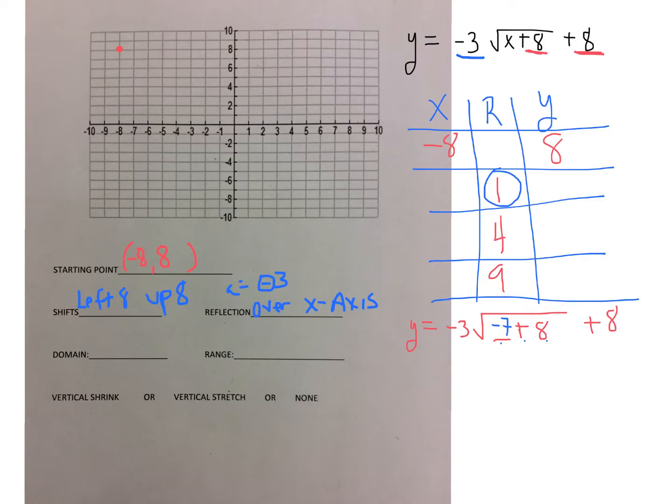Okay, so let's do this out. Y equals -3 radical 1 plus 8 equals -3 times 1 plus 8. Multiply. Y equals -3 plus 8. So Y will equal 5. So when X is -7, Y is 5. Okay? So now I'm going to clear this out a little bit.